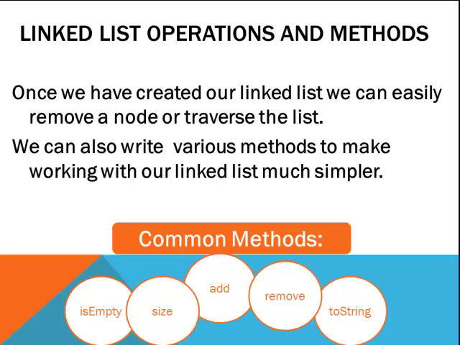Linked list operations and methods. Once we have created our linked list, we can easily remove a node or traverse the list. We can also write various methods to make working with our linked list much simpler. Common methods written for your linked list are the isEmpty method that returns whether or not your linked list is empty, the size method that returns the size of your linked list, the add method which adds a node to your linked list, the remove method which removes a node from your linked list, and the toString method that prints out your linked list.